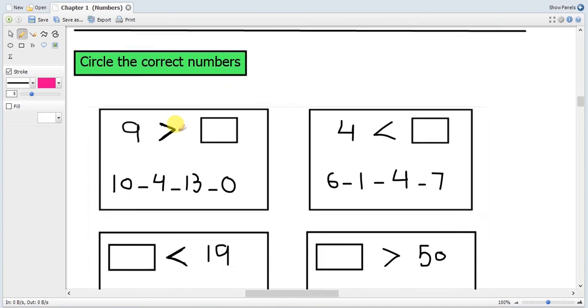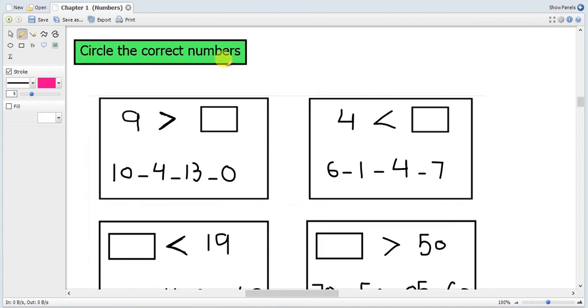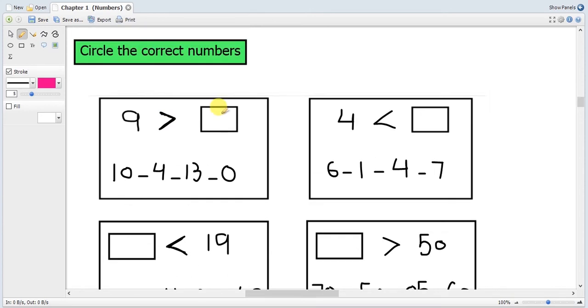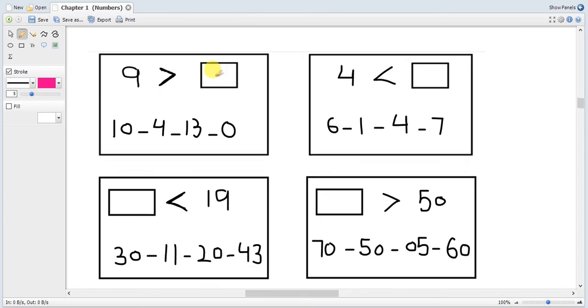Moving on to the next question, which is to circle the correct answer. If you already got the concept 100%, I highly recommend you pause the video, solve these 4 questions, and then play it and compare your answers with me. Okay, I'm going to start now. 9 is greater than which number? The question is to circle the correct answers. We have to circle it.